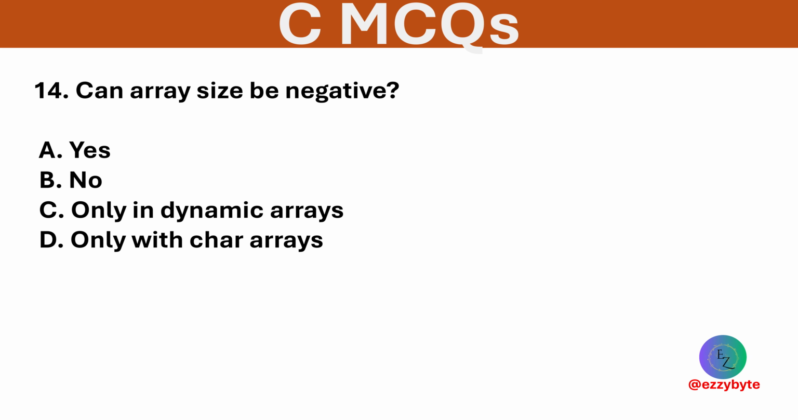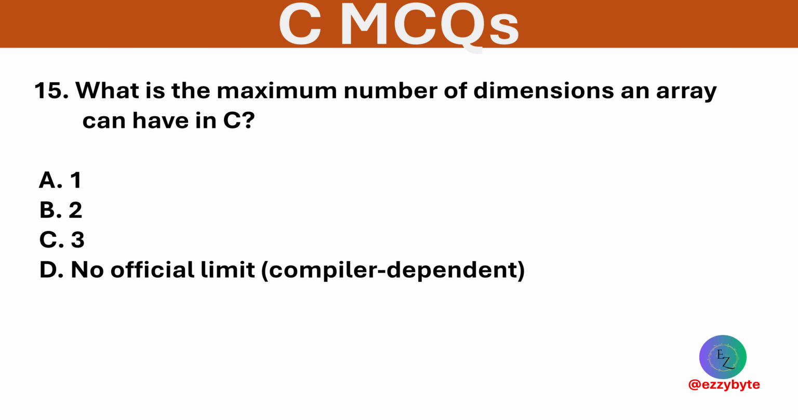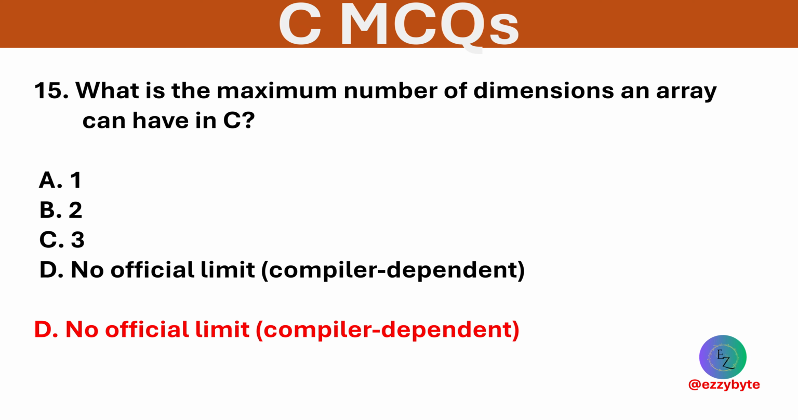Can array size be negative? Options are yes, no, only in dynamic arrays, only with char arrays. Option B is correct. Negative size is invalid and causes a compilation error. What is the maximum number of dimensions an array can have in C? Options are 1, 2, 3, and no official limit. Option D is correct. The limit depends on the compiler and system memory.